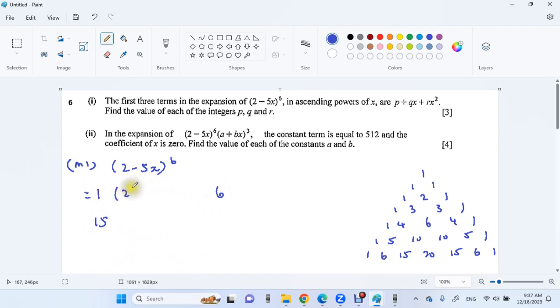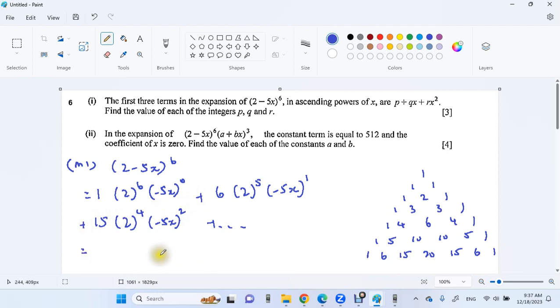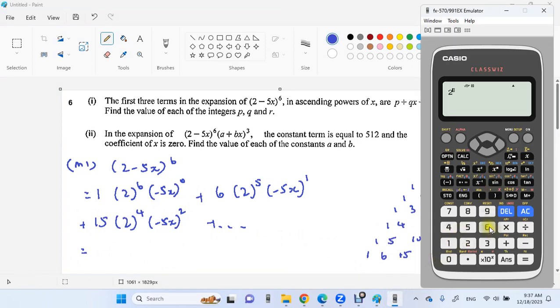Okay, 2 to the power 6, 2 to the power 5, 2 to the power 4, and so on. And then this is negative 5x to the power of 0, negative 5x to the power of 1, and negative 5x to the power of 2. Okay, so we have 2 to the power 6. So 2 to the power 6 is 64.